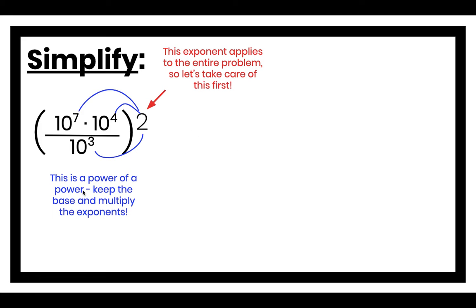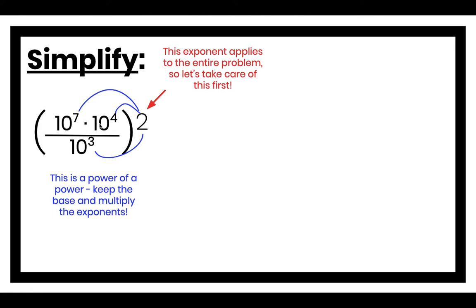What we're going to do, this is a power of a power. Keep the base and multiply the exponents. Just like the distributive property, we're going to multiply our exponent times all our exponents inside our parentheses. So it's going to be 10 to the 7 times 2 is 14, so 10 to the 14th power.